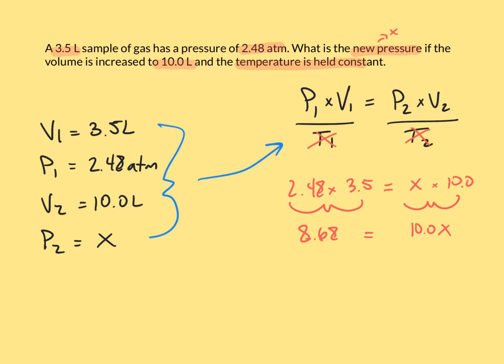Next, I need to isolate x, so I divide by 10 on each side to eliminate the 10 next to the x. And when you take 8.68 divided by 10, the final answer is 0.868. And since this is a pressure, it's in atmospheres, or ATM. And you'd expect the pressure to go down, because if you look closely, I started at 3.5 liters, I increased the volume to 10 liters, and when volume goes up, pressure goes down. Since pressure started at 2.48, it ended at 0.868, and as you'd expect, the pressure went down.